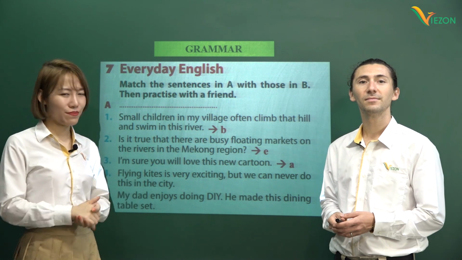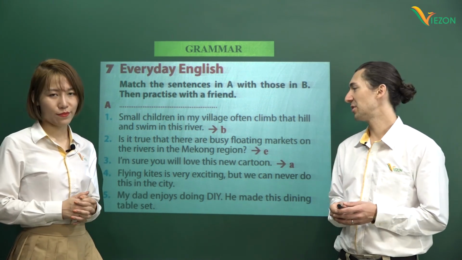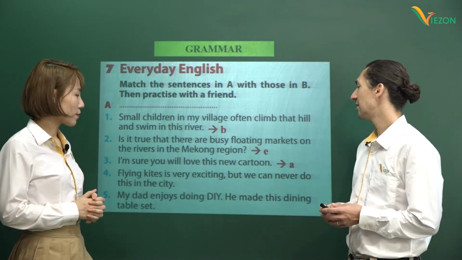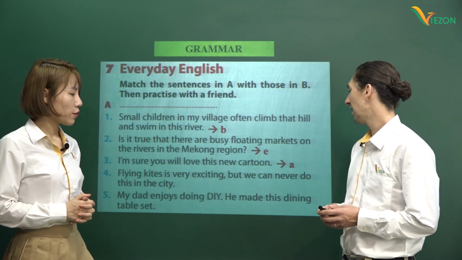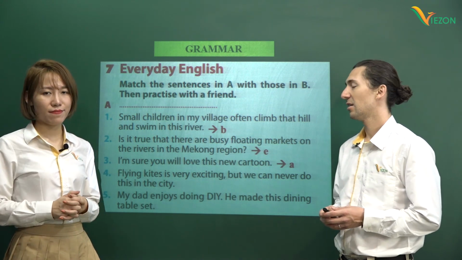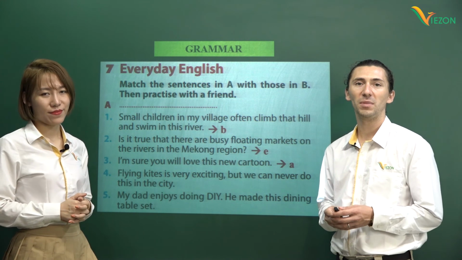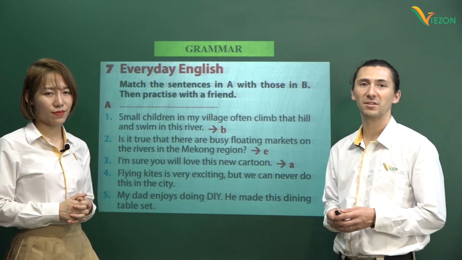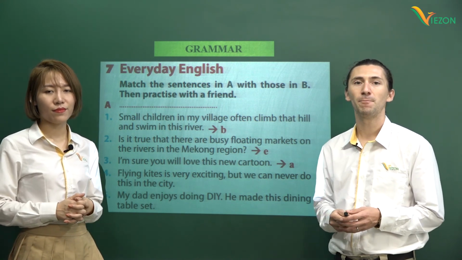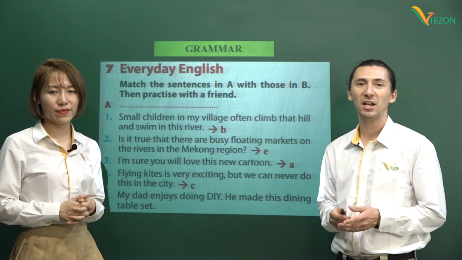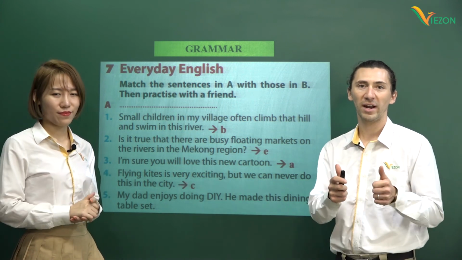And number 4. All right, number 4 says, flying kites is very exciting, but we can never do this in the city. All right, so which response from person B do you think is most appropriate for this? If you said letter C, no we can't, you are correct.